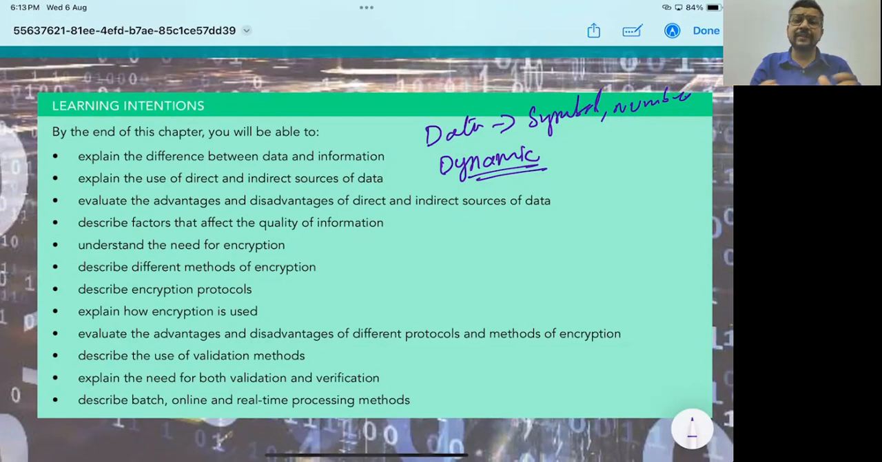Then we have to discuss the quality of the information, which type of quality you require, and whether the data is appropriate as per your needs.